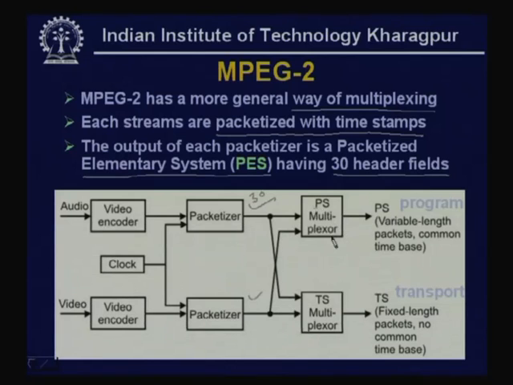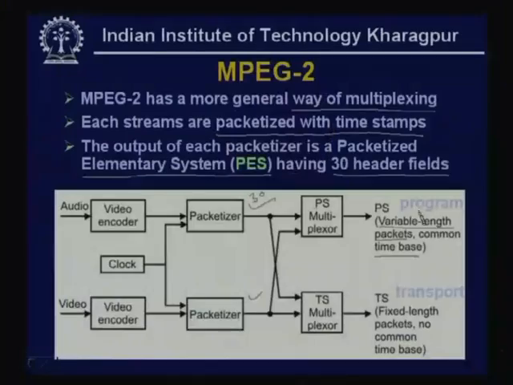One is the PS multiplexer, which is essentially the program multiplexer, another is the transport multiplexer. This program multiplexer is essentially variable length packets and common time base. Because, as we have seen, after compression it can generate variable rate data, and that is why this PS is variable length packets. However, a common time base is used. On the other hand, this transport stream is fixed length packets with no common time base. So, these two are sent after the compression.